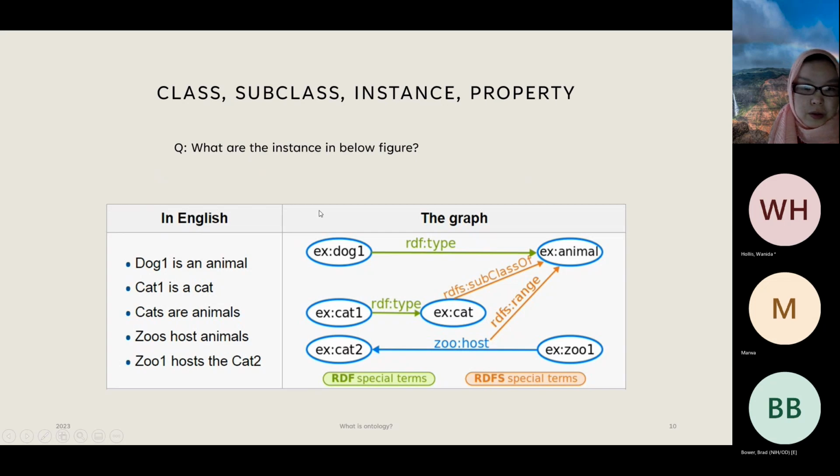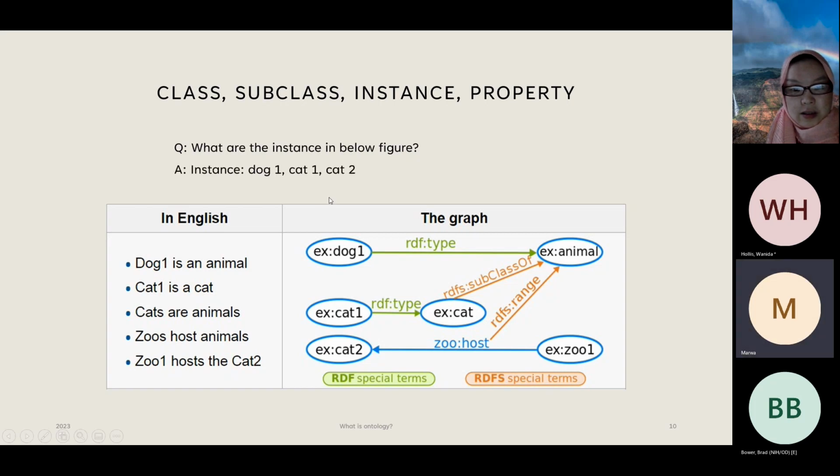Can you please let me know what are the instances in this figure? Is the animal? Instance, okay. The instances are dog 1, cat 2, and zoo 1 is actually also an instance.